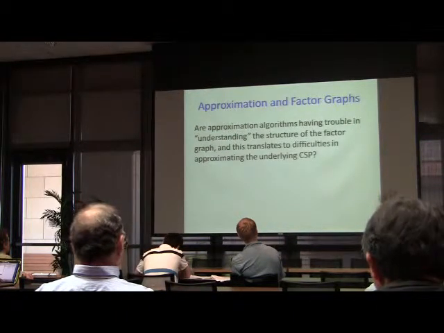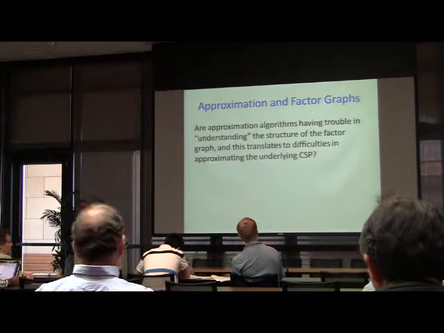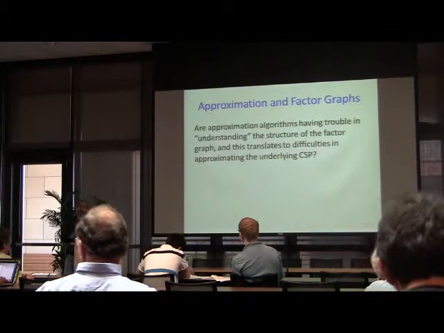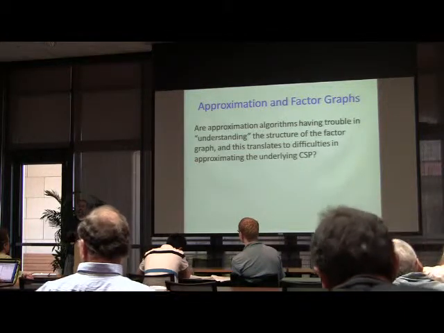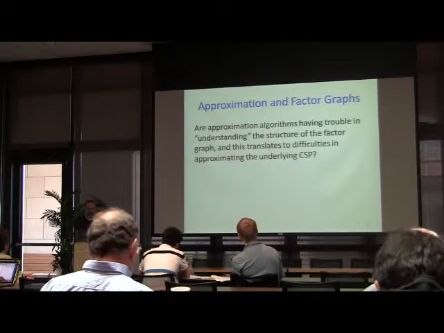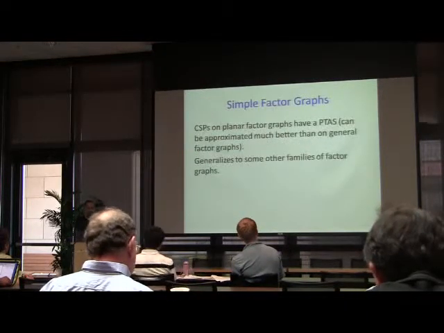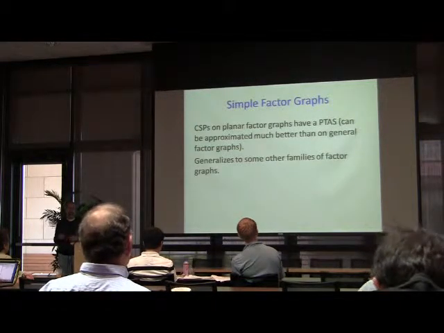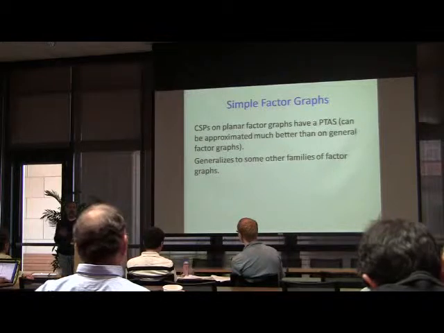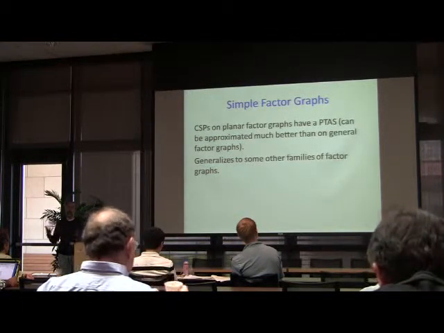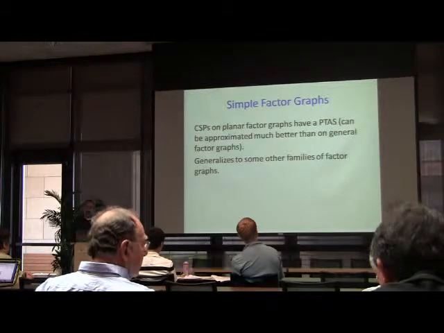So also for constraint satisfaction problems, we can ask the same kind of question. For the optimization versions, we can ask the same kind of question. Is the problem in getting good approximation that of understanding the structure of the factor graph, or is it the polarities that cause the problem? And also here, for certain simple families of factor graphs, such as planar factor graphs, we know how to achieve much better approximation ratios than we know for the most general case of factor graphs.